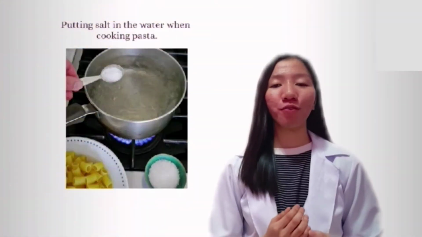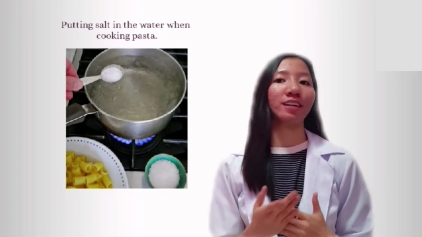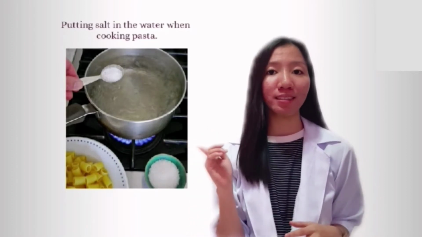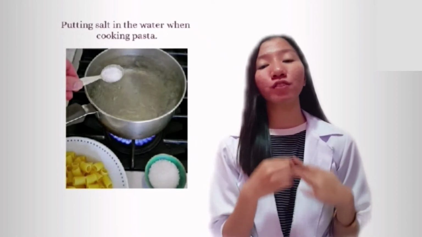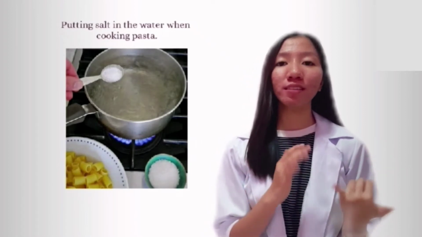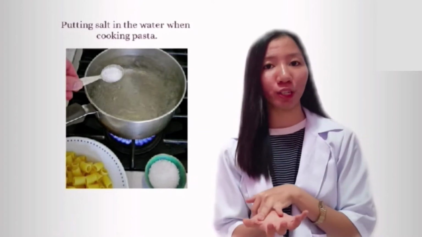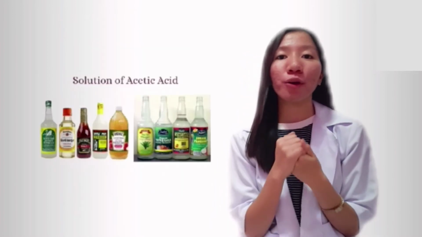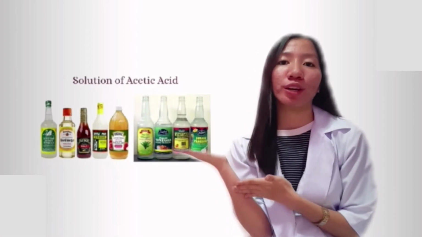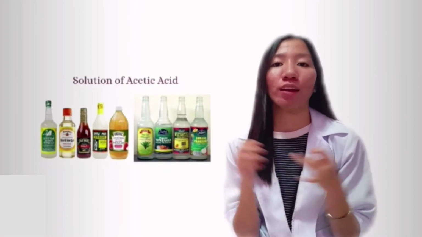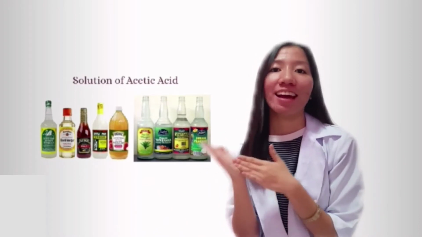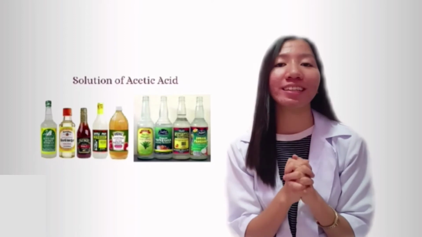In everyday life, we encounter solutions all the time. Take for example when you put salt in the water when you cook pasta. The salt dissolves in the water, resulting in a solution. The solute is the salt while the solvent is the water. So here we have another example. Vinegar is a solution of acetic acid and water. So the solute is acetic acid and the solvent is the water.